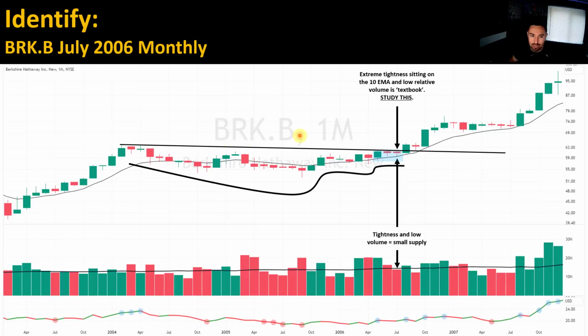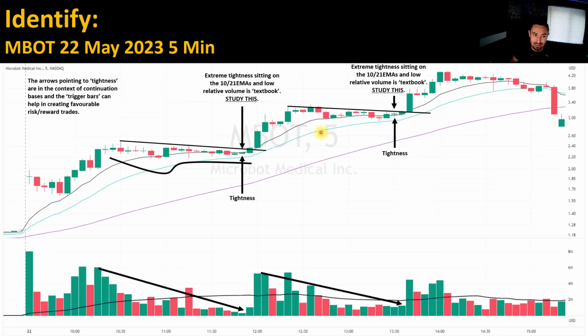This is Berkshire Hathaway on the monthly chart. This here is a trigger bar. Hopefully now you know what trigger bars are. This here is a trigger bar sitting on the monthly 10 EMA. Trigger bar, low volume. Nice. Now, I wasn't trading Berkshire Hathaway here in 2006, but it's the same thing. I've studied history. I've studied stocks relentlessly.